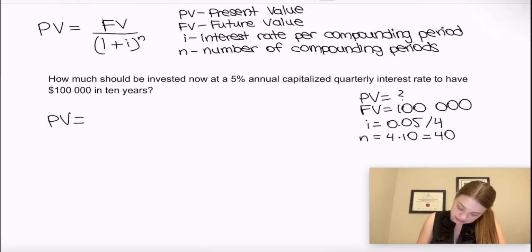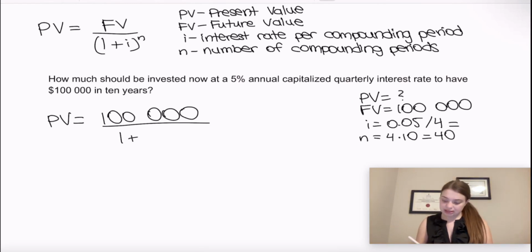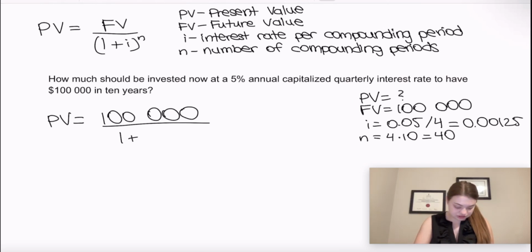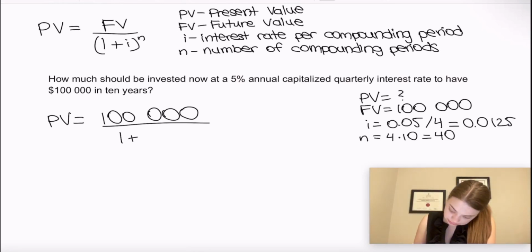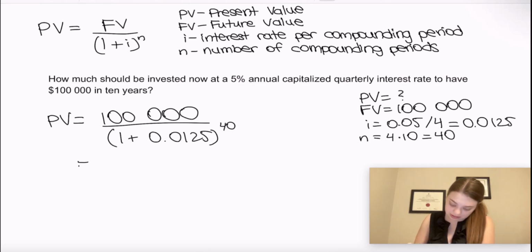So present value is equal to $100,000 over 1 plus, well, actually, I didn't calculate what this was. I believe it's 0.00125, but let's just double check that. Divide by 4. Yeah, 0.0125. I added an extra 0 there, one more 0 than we actually needed. There we go. So 1 plus 0.0125, and that's to the power of n, which is 40 compounding periods.